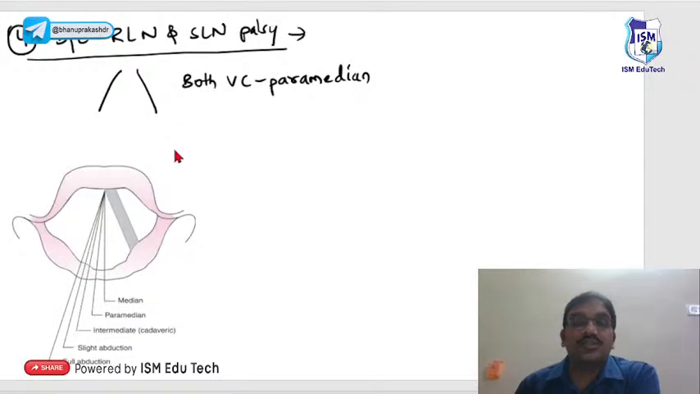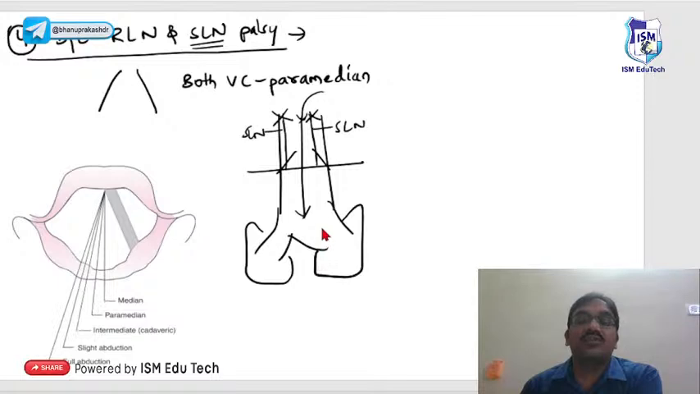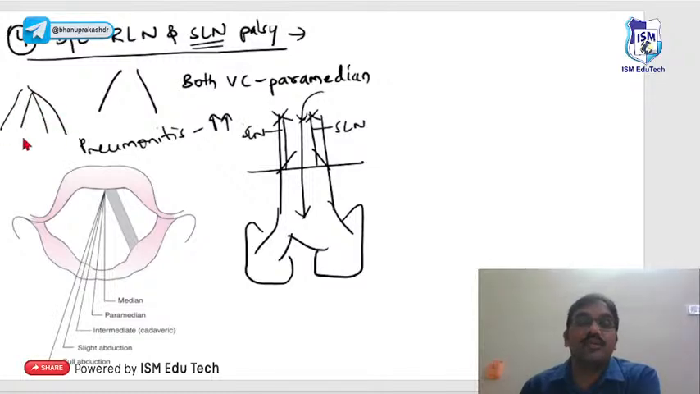Clear? And both sides' SLN is also paralyzed. This is the vocal cord level, and above it both sides are supplied by the SLN. Both are paralyzed, so there is no sensation here. Whenever a foreign particle comes, nothing detects the foreign body entry, and there is no cough reflex. The foreign body may go directly into the airway. So the risk of aspiration is very high, and aspiration pneumonitis can happen in these cases. Both vocal cords will be lying in the paramedian position, 3.5 mm away from the midline on both sides.